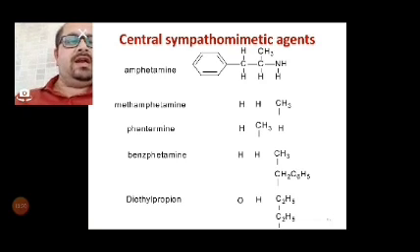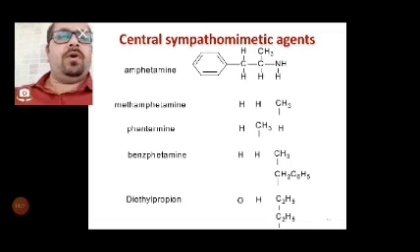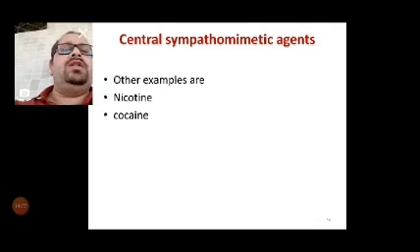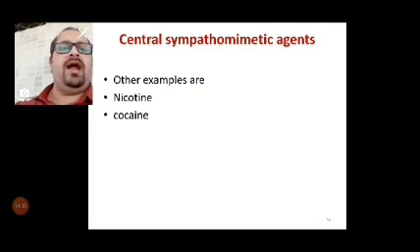The next derivative of central sympathomimetic agent is diethylpropion. In diethylpropion, there is a carbonyl functional group, the second carbon contains only the methyl, and the nitrogen is substituted with N,N-diethyl, and the rest of the structure is the same as amphetamine. What is the structural difference between amphetamine and diethylpropion? The nitrogen is disubstituted with the diethyl, and one carbon from the alkyl is substituted with the carbonyl. This is the structure of diethylpropion. Other central sympathomimetic agents are nicotine and cocaine.